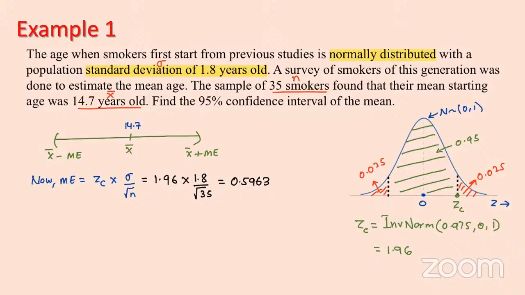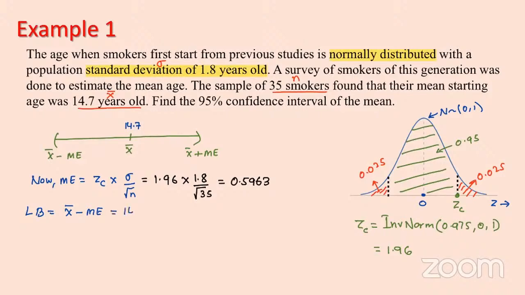Okay, once we get that value, the margin of error, let's find the lower and upper boundary for the confidence interval. So lower boundary, let's do that. I'll write LB for lower boundary, which is mean minus the margin of error. Right? The lower boundary is mean minus the margin of error. We are looking at the value on the left, and the mean in the middle, 14.7.